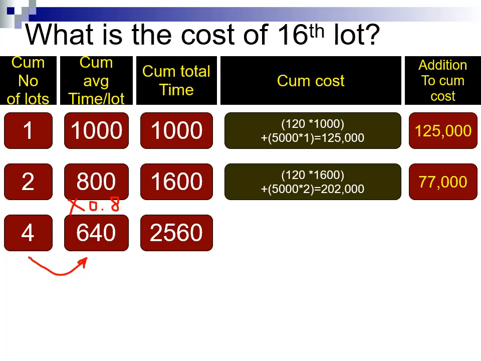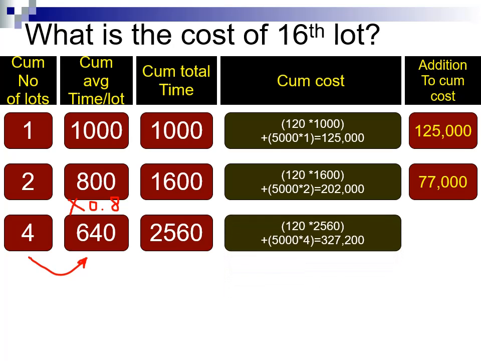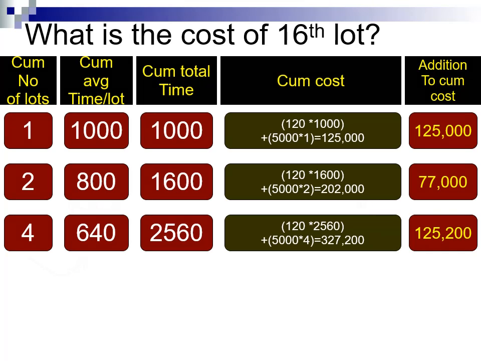Multiplying the total labor hours, 2,560, by the cost of labor hour, which is 120 Saudi Riyal, in addition to the fixed overhead, 5,000 multiplied by 4, as we are producing now 4 lots, will result in a total of 327,200 Saudi Riyal. The addition to cumulative cost is the result of subtraction of cumulative cost of 4 lots minus cumulative cost of 2 lots, which will result in 125,200 Saudi Riyal.